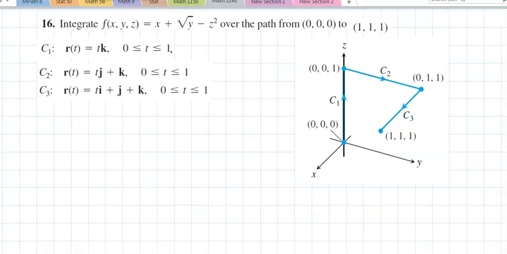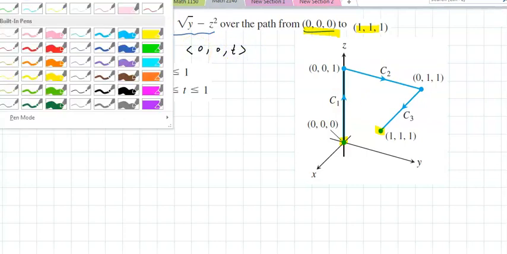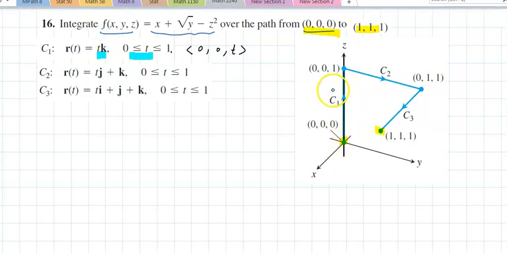Here's another problem. It says integrate this function f of x, y, z equals x plus radical y minus z from the origin, 0, 0, 0, to 1, 1, 1. Path 1 is simply 0, 0, t, and t varies between 0 and 1, and you can see how path 1 runs right there, from 0 all the way to 1, running upwards.